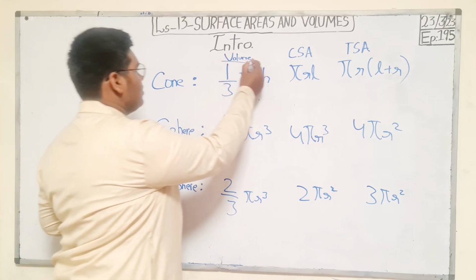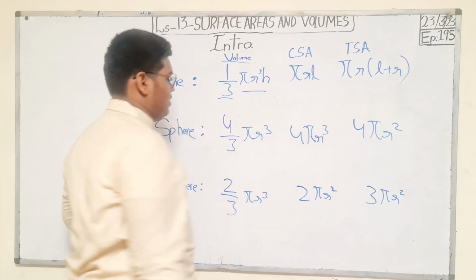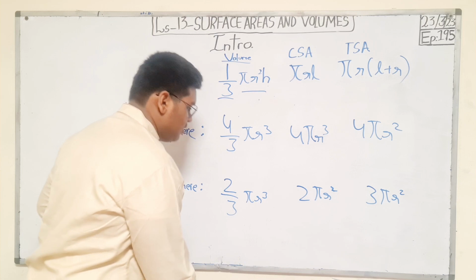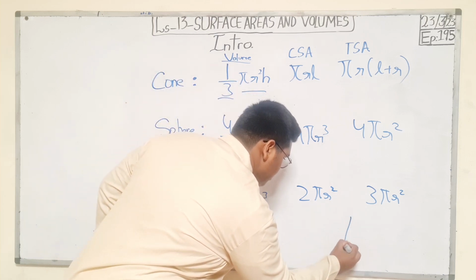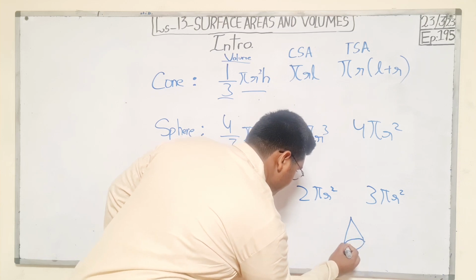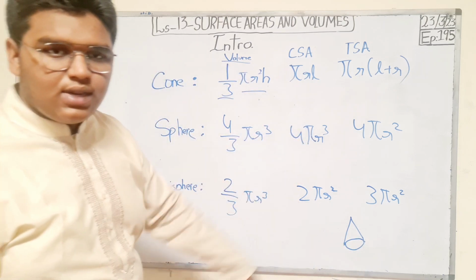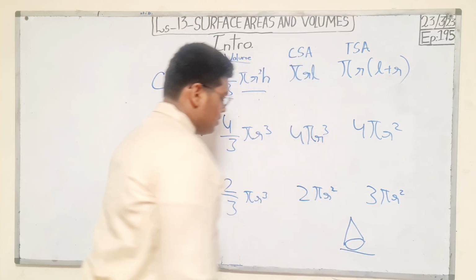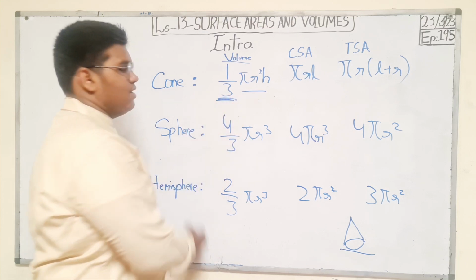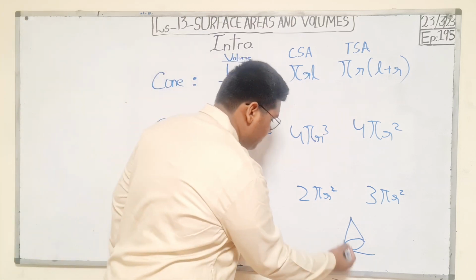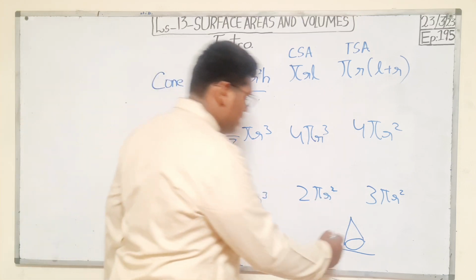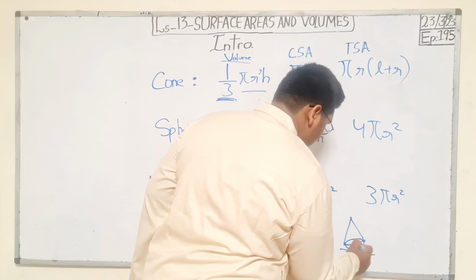The volume of a cone is 1 by 3 pi r square. If we take the diagram of a cone, I will make a small diagram of the cone. This is a simple cone. Over here we have 1 by 3, right? Like there are total 3 sides, and the one which is included over here is 1.